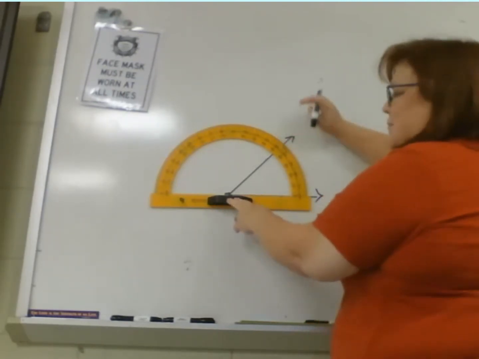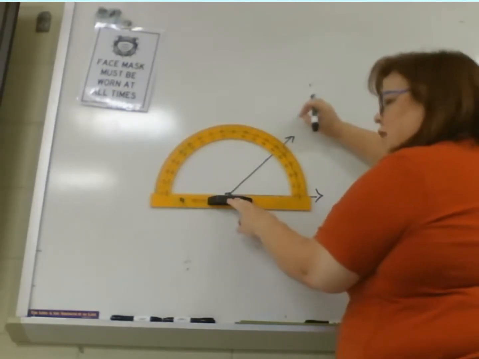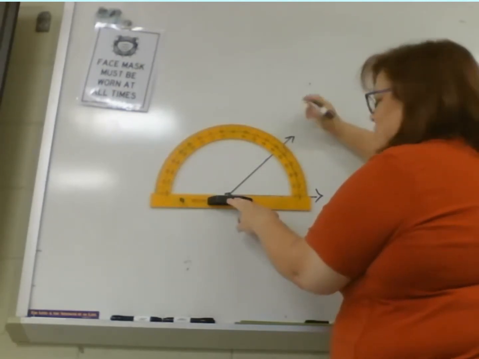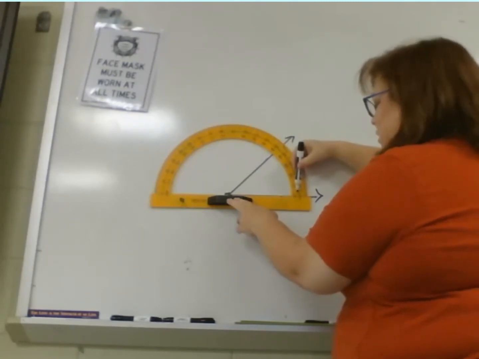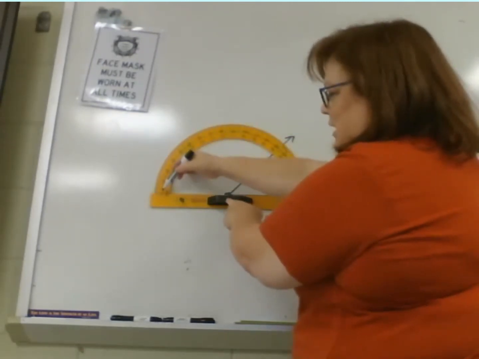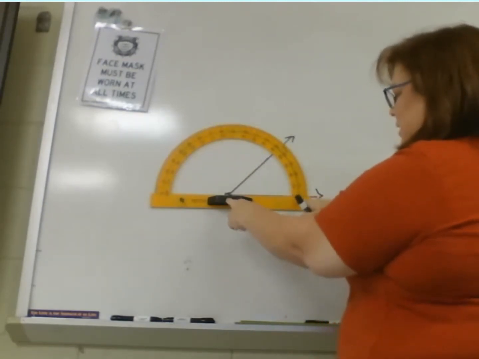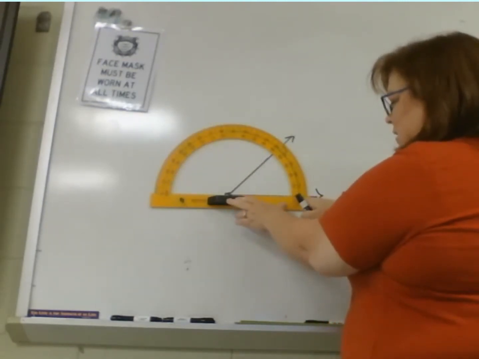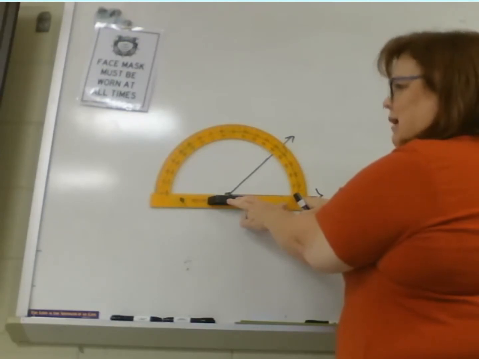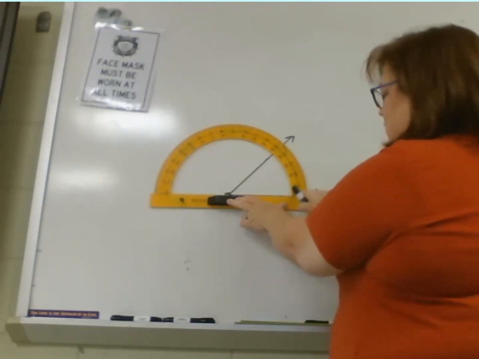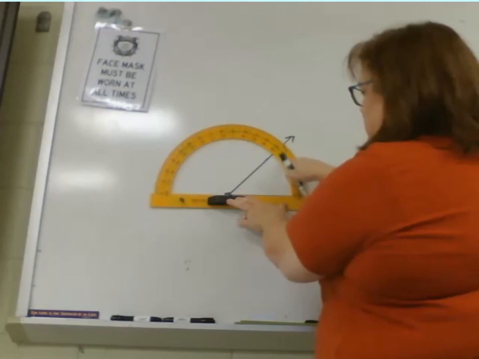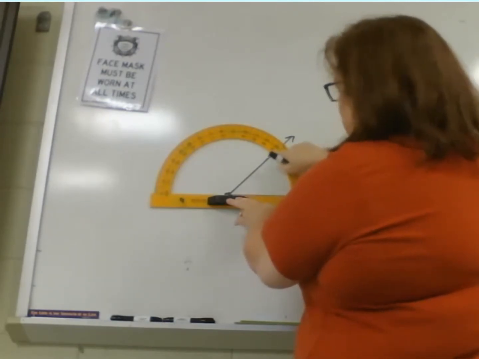Now we have to stop and think right here. Which 0 did we use? Did we use the one on the inside, or did we use the one on the outside? This is the outside 0. Over here, that's the inside. So we lined it up with the inside, so guess which numbers we're going to look at? Just the inside. 0, 10, 20, 30, 40, and that's a bit between 40 and 50.